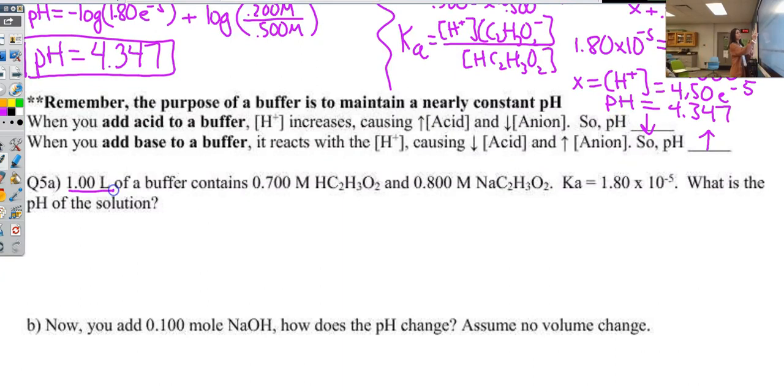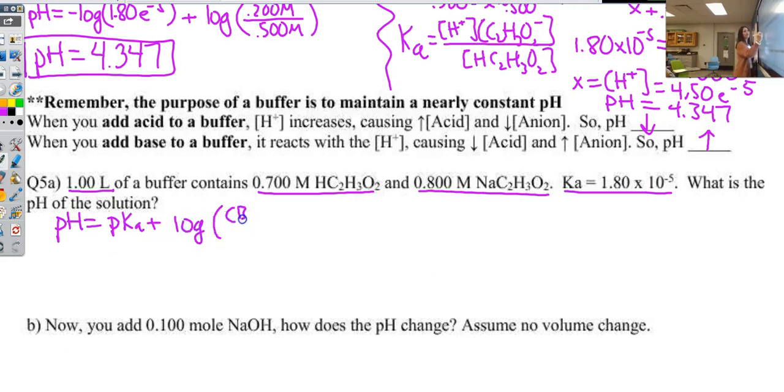So we've got 1 liter, fine, contains 0.7 molar, 0.8 molar. We don't really care about the liter now because they're not even giving us moles anyway. And then they're giving us the Ka value, and it says, what is the pH of the solution? Okay, everybody ready? Here we go, Henderson-Hasselbalch, because I'm seeing an acid and its salt. pH equals pKa plus log of [Cb] over [A]. Very good, and obviously in brackets, okay?